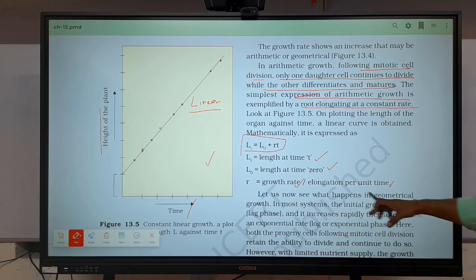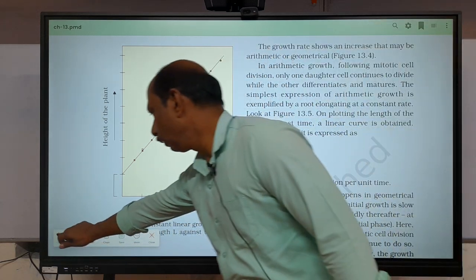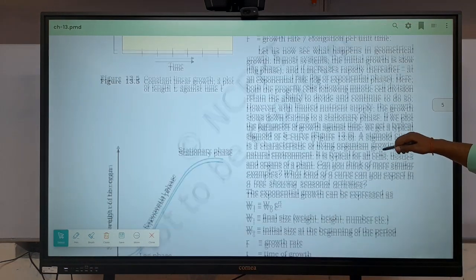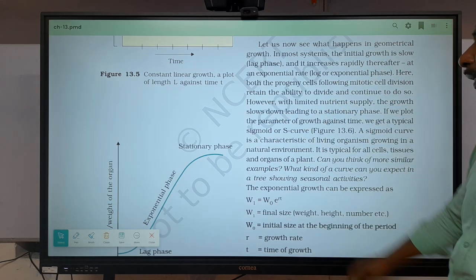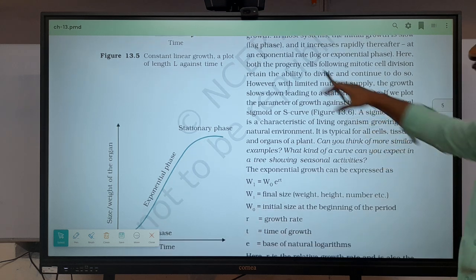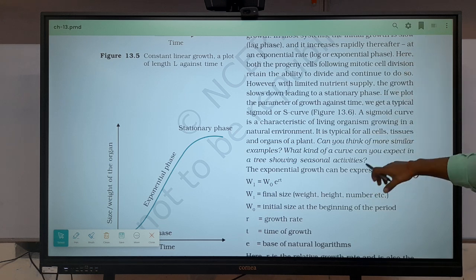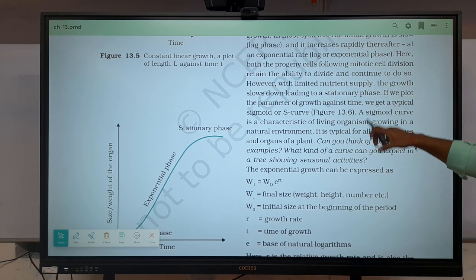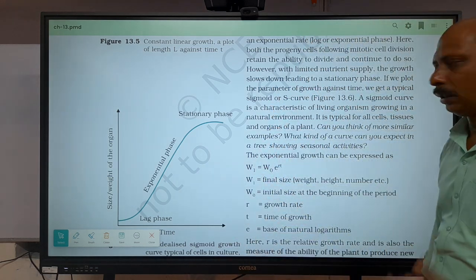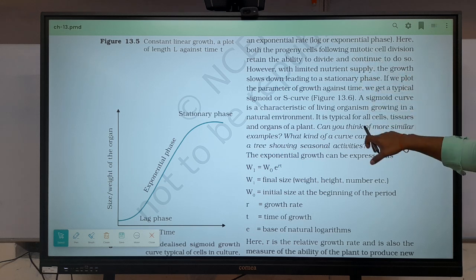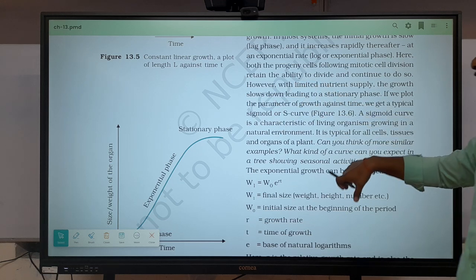Let us know what happens in geometrical growth. Now the second one is geometrical growth, right? In geometrical growth, the initial growth is slow, the lag phase, because only a small number of cells are there, and it increases rapidly thereafter at an exponential rate. Exponential means rapid growth, called the log or exponential phase. Hence, both the progeny cells following mitotic division, in arithmetic only one cell, but here both cells, retain the ability to divide and continue to do so.